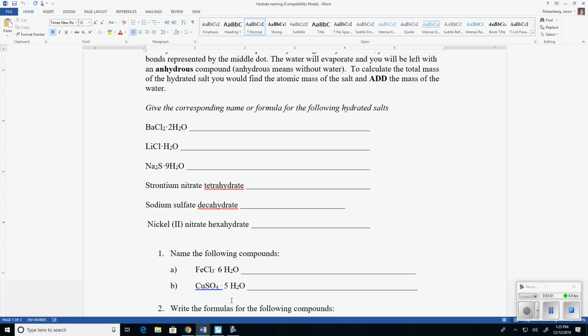Look at your polyatomic ion sheet. Look at the very bottom right-hand corner where it gives you the Greek prefixes. What is the prefix for 2? Di. BaCl2.2H2O would be called barium chloride dihydrate. So not dye water, dihydrate.